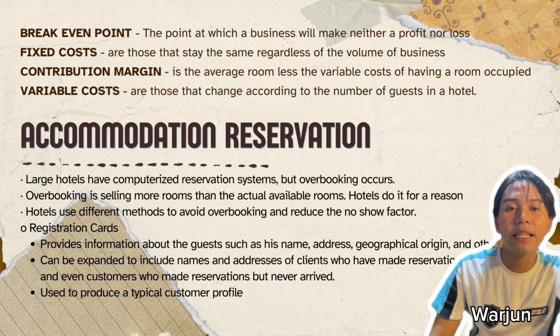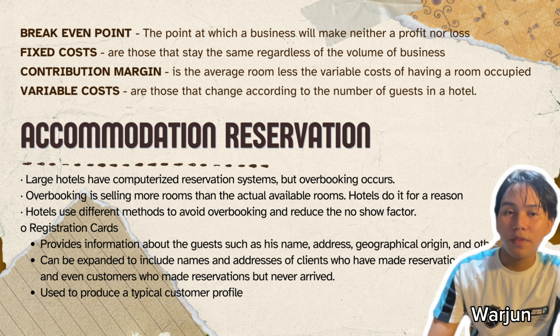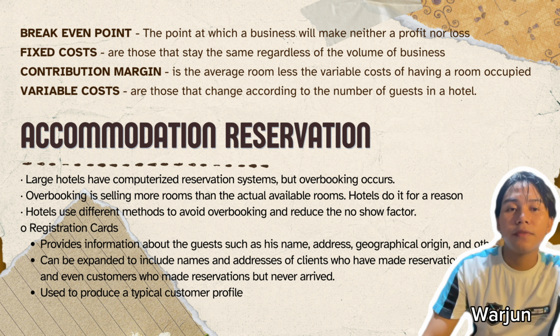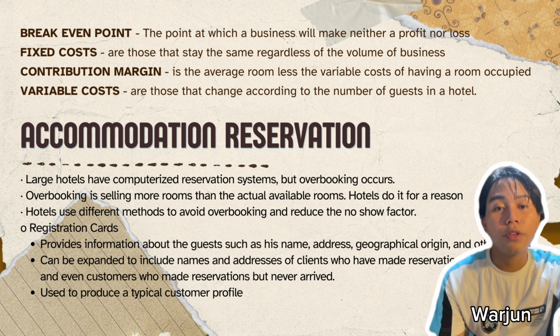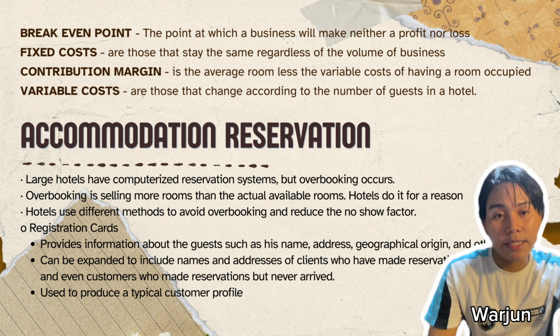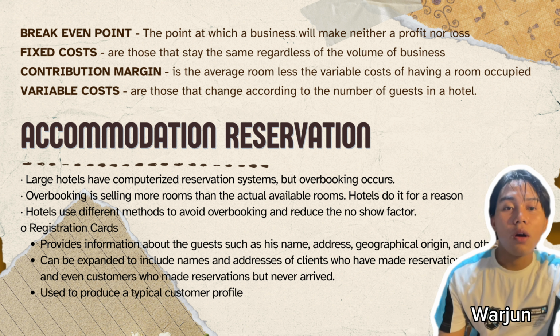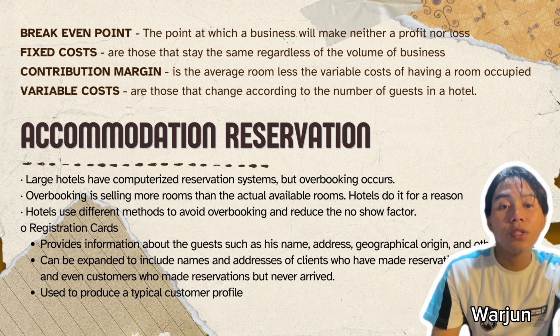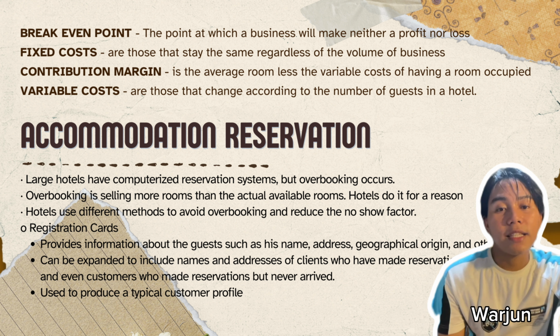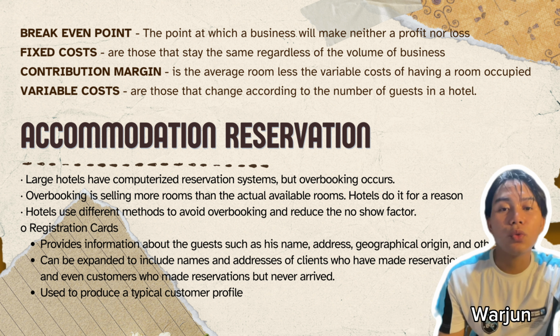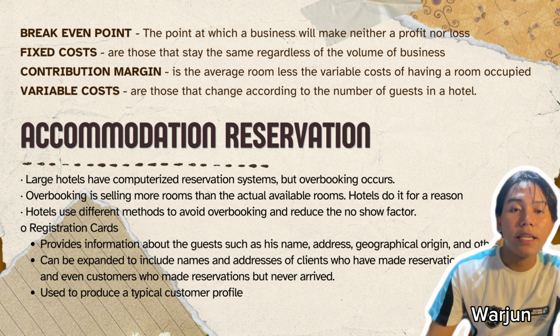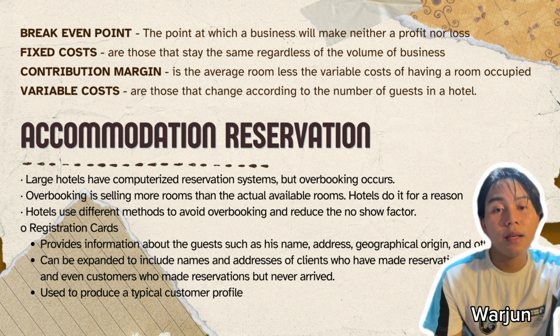And lastly is accommodation reservation. Large hotels often use a computerized reservation system to manage bookings. Overbooking can occur when the hotel sells more rooms than it actually has available. While risky, hotels may overbook to maximize occupancy rates since some guests may cancel or not show up.